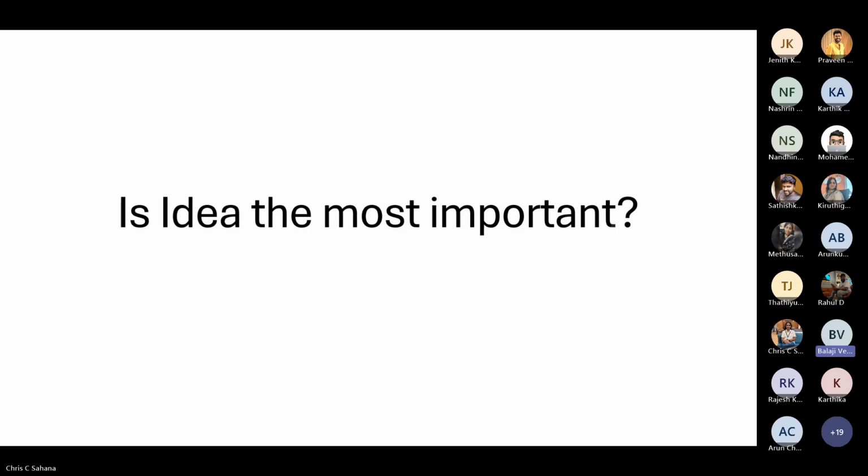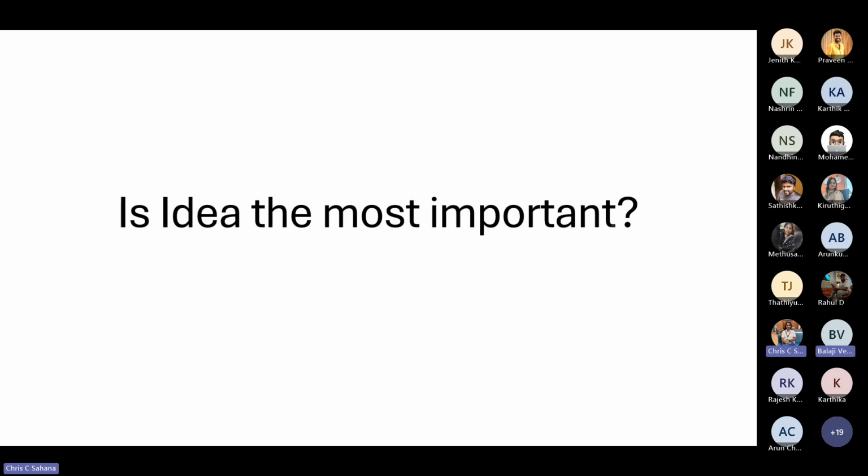How you execute that idea, because opening a restaurant is an idea anybody can have. It's not a novel, innovative, unique idea, right? You see a lot of restaurants opening, closing, some being a success. The reason is how they execute. So execution is the most key for an entrepreneur.